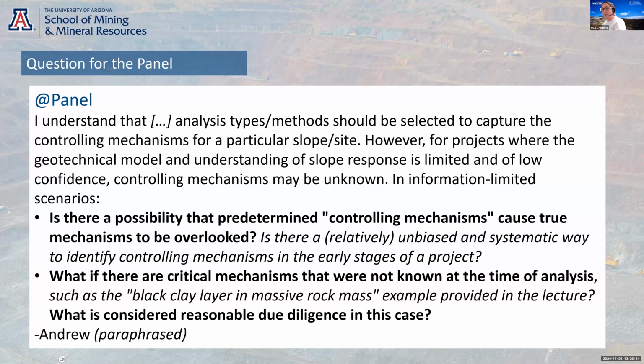So panel, this question from Andrew is, I understand that analysis types and methods should be selected to capture the controlling mechanisms for a particular slope or site. However, for projects where the geotechnical model and understanding of slope response is limited and of low confidence, controlling mechanisms may be unknown. In information limited scenarios, and there are a few questions here. One, is there a possibility that predetermined controlling mechanisms cause true mechanisms to be overlooked? Is there a relatively unbiased and systematic way to identify controlling mechanisms in the early stages of a project?